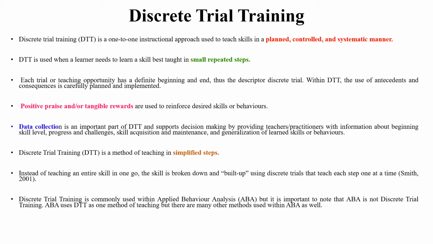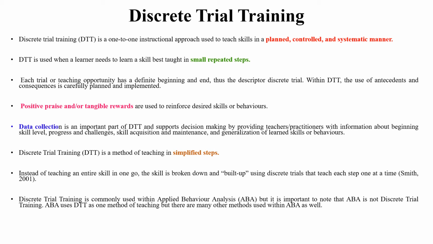So here in DTT, the use of the antecedent that triggers the occurrence of the behavior and the consequences which we expect to happen are carefully planned and implemented. So this is what planning and controlling mean. DTT will have a definite beginning and end. The beginning is also planned, that is the antecedent, and the end, that is the consequence, is also planned and controlled.